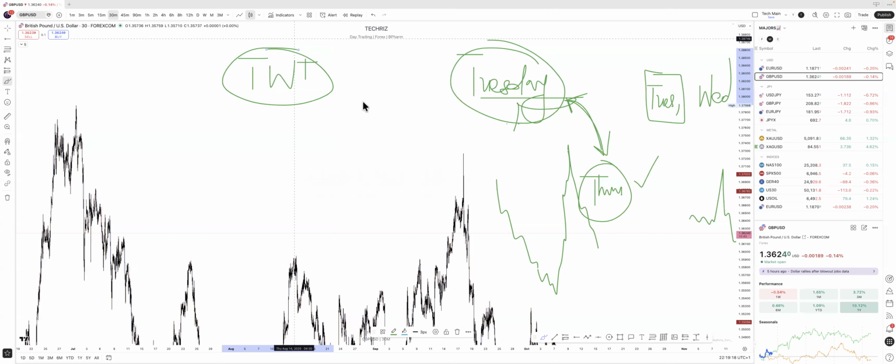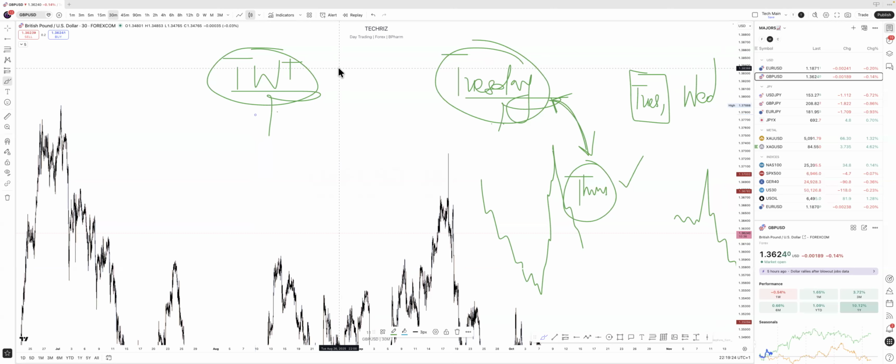So any of your time CISDs should come from any of these days. High probability ones, anyway. Low probability ones can happen any other day, fine. But high probability ones should come from any of these days. Okay? That is for the daily scenario.